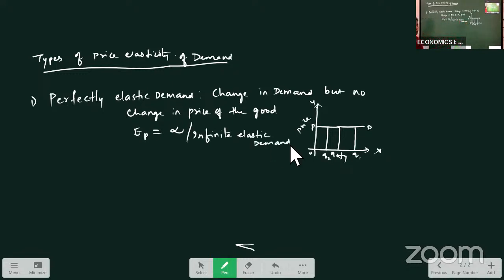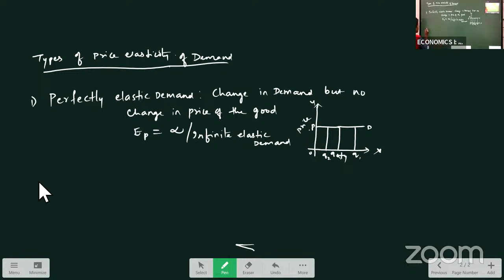So these are important for your VSAQs. How I'm explaining, you can write only these points for your 2 marks question. What is perfectly elastic demand? Changes in demand will be there, but no change in price of the good. Price will remain the same, but our demand may increase or decrease. We call it perfectly elastic demand. So here the elasticity value will be equal to infinite.